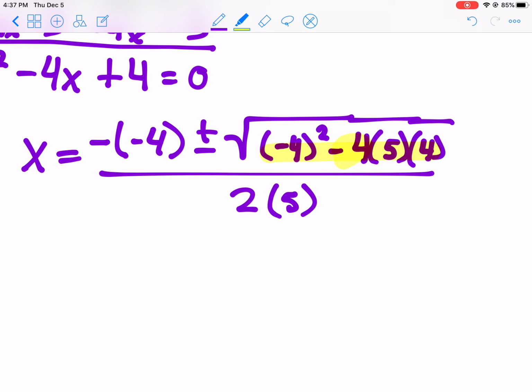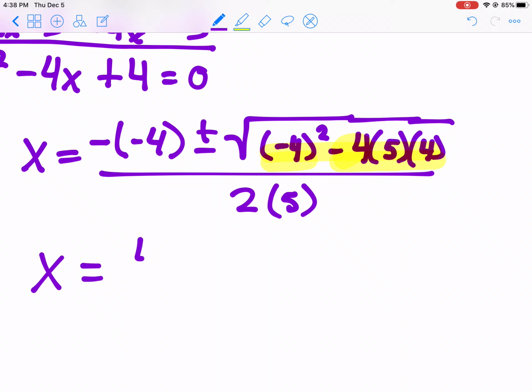I'm going to try my mental math again, see if I can redeem myself. So here we're going to have 16 for this first part. -20 times 4, -80. 16 minus 80, I think that's -64. Let me plug it in my calculator to check. -4 times 5 times 4, -64.